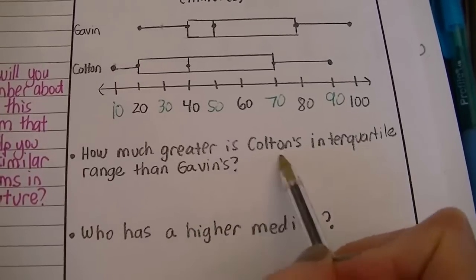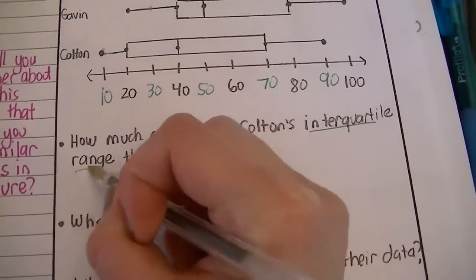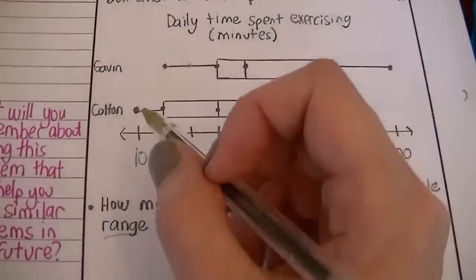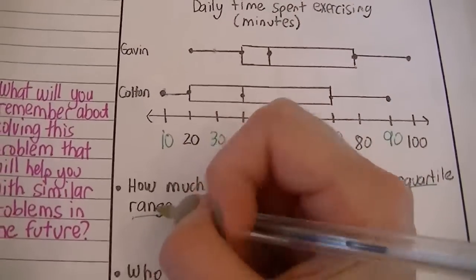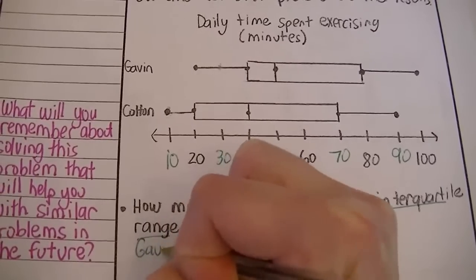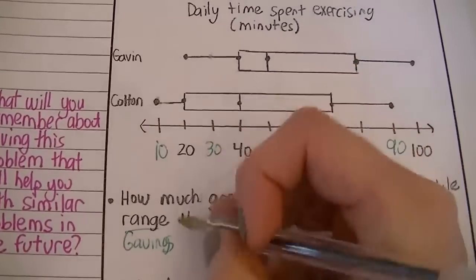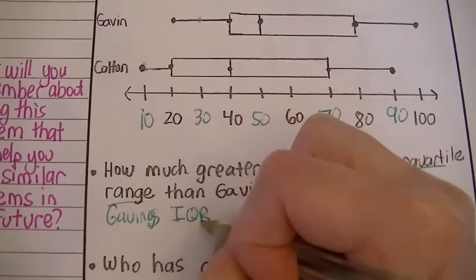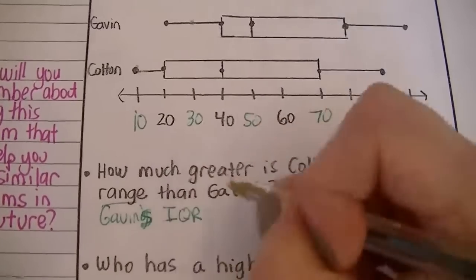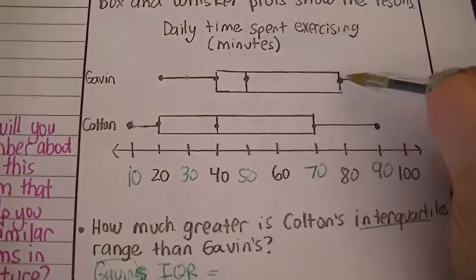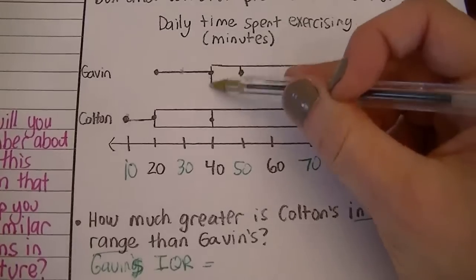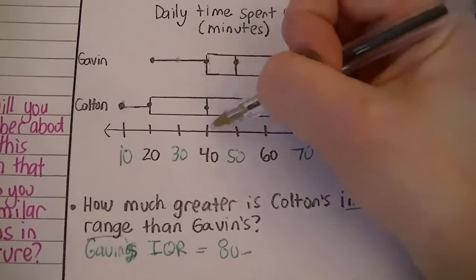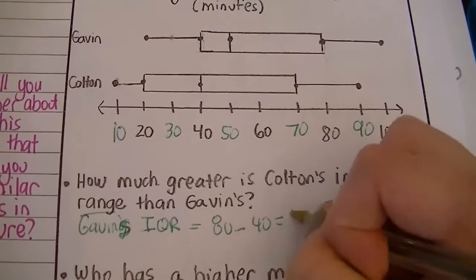It says, how much greater is Colton's interquartile range than Gavin's? So we need to find the interquartile range for each boy. So I'm going to go ahead and find Gavin's interquartile range. And I'm going to abbreviate interquartile range with IQR. Okay, that means interquartile range. That's Gavin's. And his interquartile range, remember you've got to take your upper quartile minus your lower quartile. The upper quartile is 80, minus the lower quartile is 40. 80 minus 40 is 40.